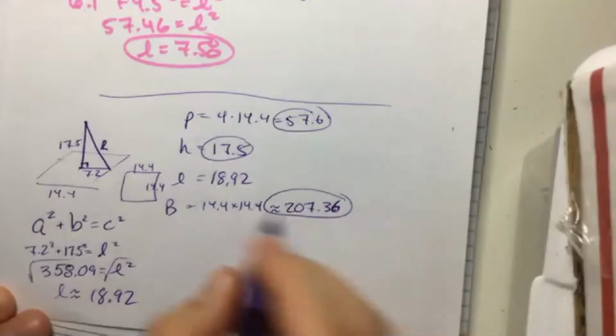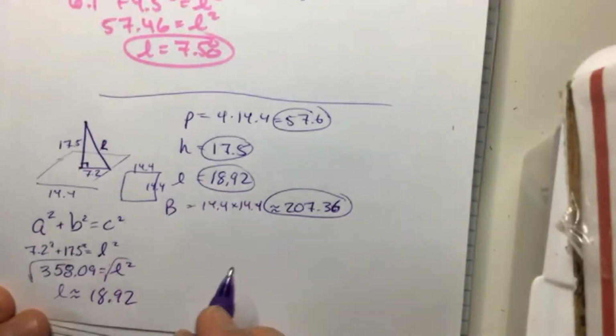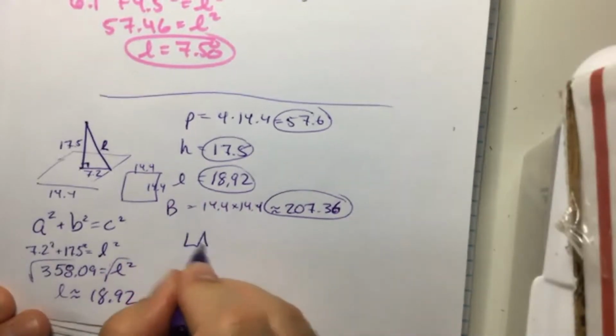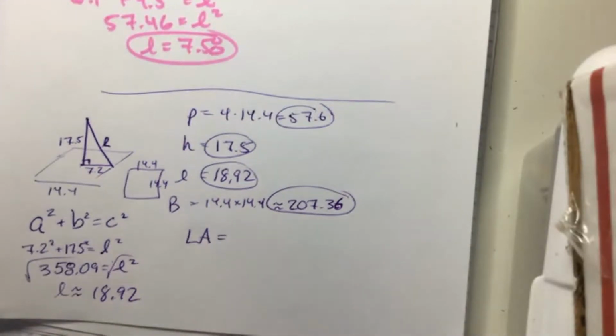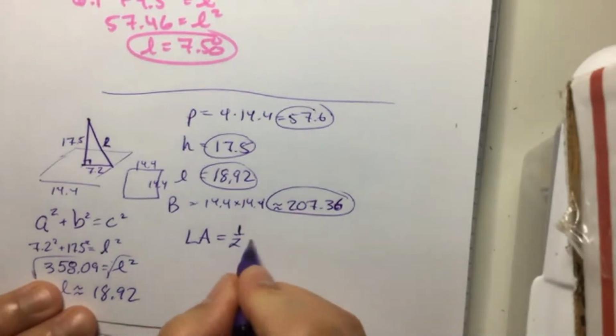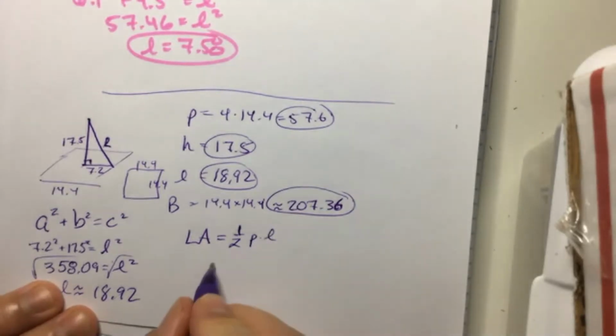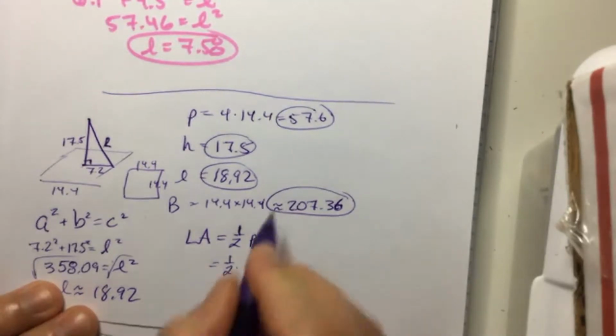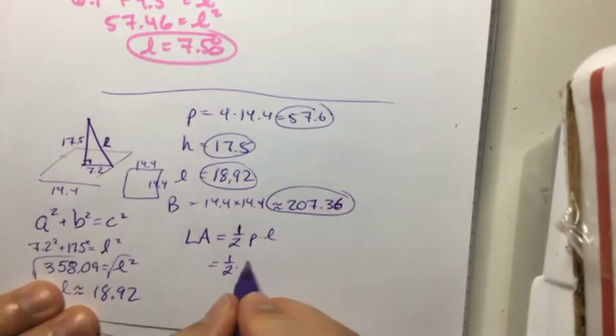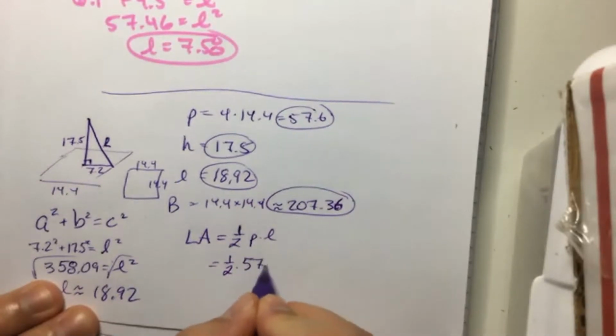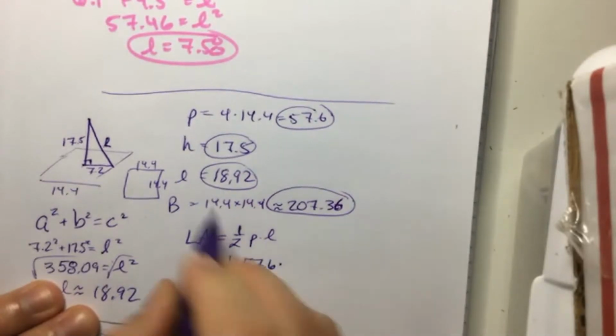But it turns out we don't really need it for this particular problem because you're looking for lateral area. Remember the formula for lateral area? Can you see it in your notes? 1/2 P times L. So it'll be 1/2 whatever we wrote as our P, so 57.6 times what we just calculated as our L, 18.92.